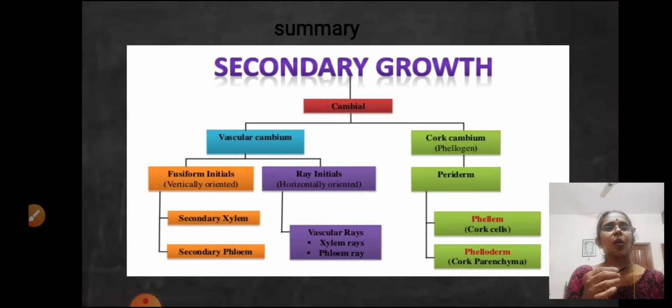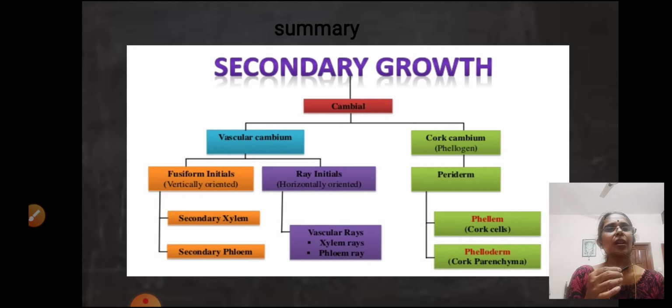So this is the overall summary of the secondary growth. You have two types of cambium. One is vascular cambium and the other one is cork cambium. The vascular cambium produces two initials: one is the fusiform initials and the other the ray initials. The fusiform initial gives rise to the secondary xylem and the secondary phloem, whereas the ray initials give rise to the vascular rays, namely the xylem rays and the phloem rays.